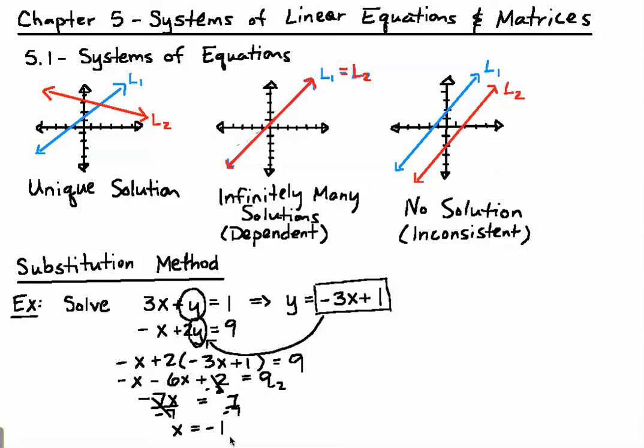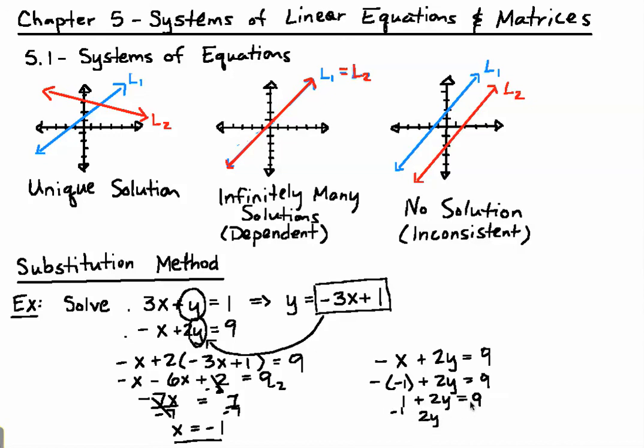Now, our solution for any system of linear equations needs to be an ordered pair. You need to have the x and the y value. So we take our x equals negative 1 and substitute it back into either equation. It does not matter which one. I'm going to use the second one because it looks like it might be a little easier to solve for. So negative 1 substituting in gives us a positive 1 plus 2y equals 9.